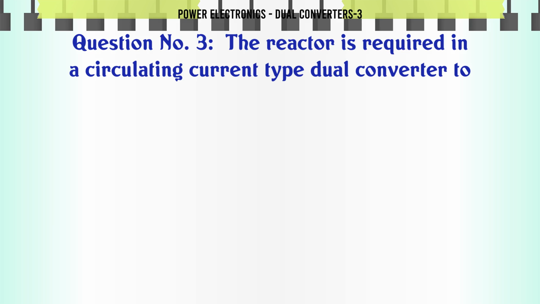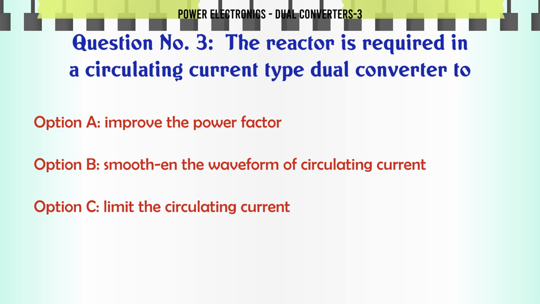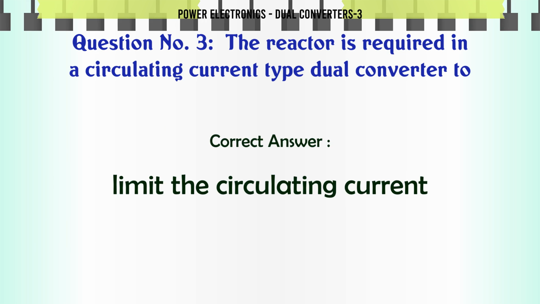The reactor is required in a circulating current type dual converter to A. Improve the power factor. B. Smoothen the waveform of circulating current. C. Limit the circulating current. D. Increase the circulating current. The correct answer is, limit the circulating current.